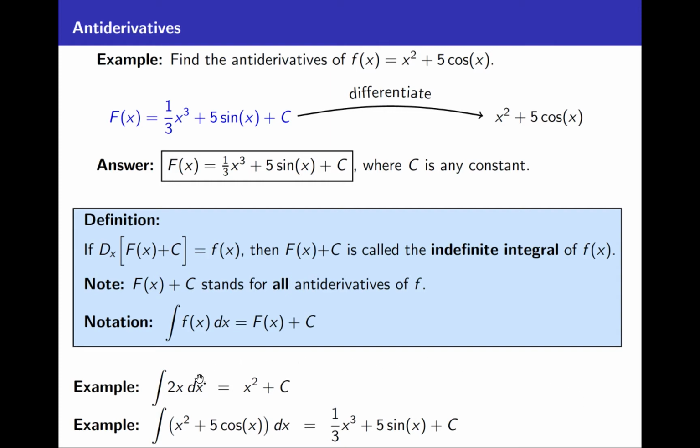So we'll see a lot of other examples shortly, but I want to point out this dx that's right here. For now, you should think about that as just like a closing parenthesis. The 2x is enclosed between the integral sign and the dx. Integral of 2x dx equals x squared plus c. And we'll say more about that dx shortly, but for now, when you're doing the exercises, just write it. It's part of the notation, just a punctuation.